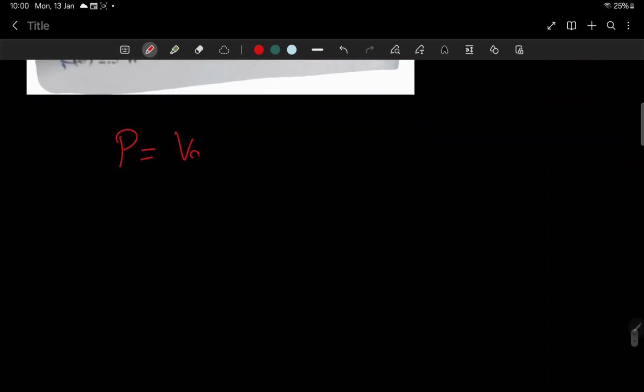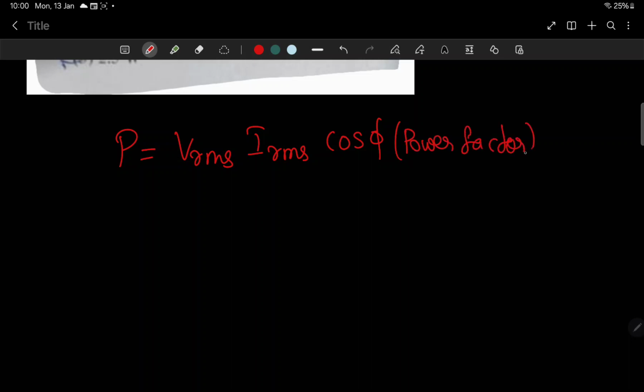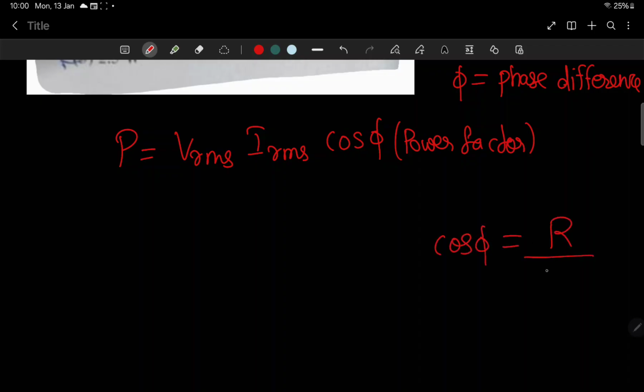Power is, what is power? Vrms into Irms into cos phi, or power factor. What is phi? It is phase difference. You know that cos phi equal to R by impedance. This formula is used when the different things, that is inductance, capacitance and all is given.